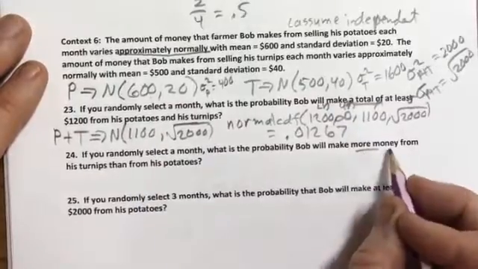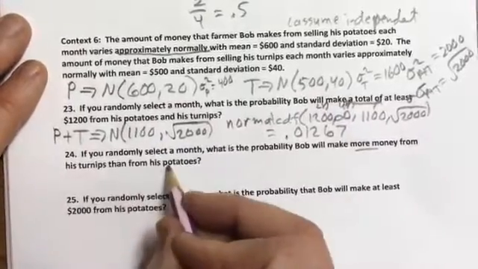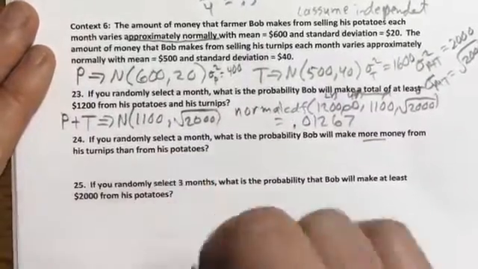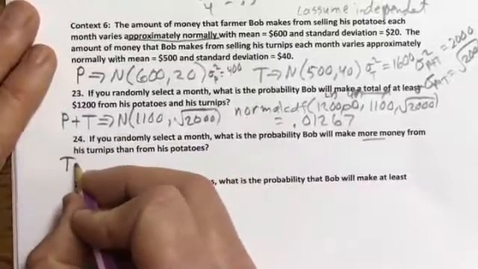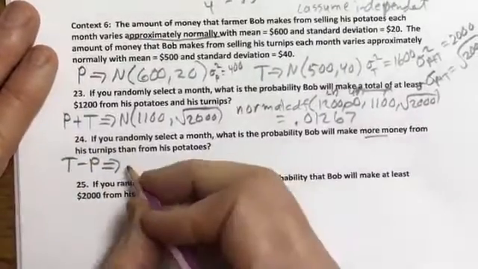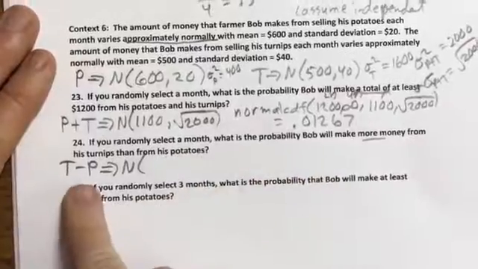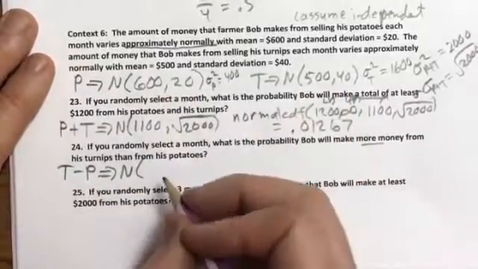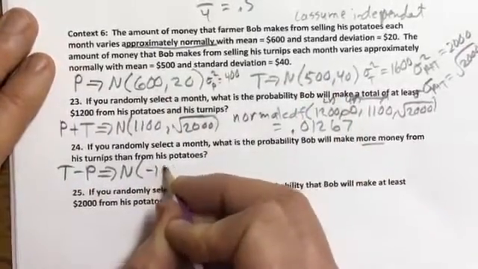And so, more money from turnips than potatoes, I'm going to subtract them in that order. I'm going to say turnips minus potatoes. When you subtract two normal curves, it also generates a normal curve. That means you can just subtract 500 minus 600, and so it would be negative 100.